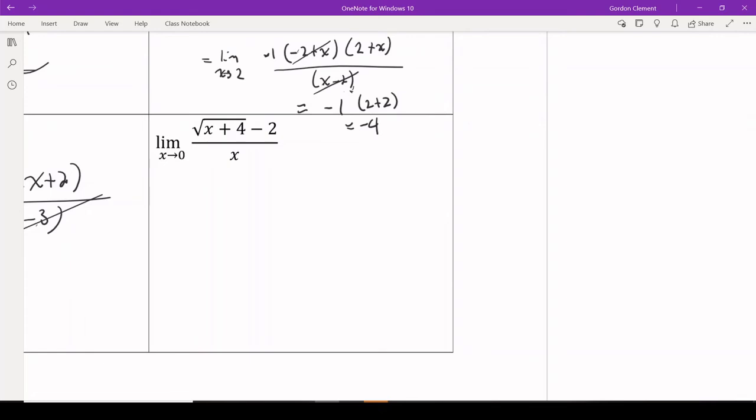Limit as x goes to 0 of the square root of x plus 4 minus 2 over x. Okay, so definitely the bottom's going to 0. Plug into the top, I get root 4, which is 2, minus 2. Oh, crumb, that's also 0. So we've got another one of these indeterminate forms. We can't just plug in. This is a 0 over 0. It's got a square root in it. I wonder what we do there.